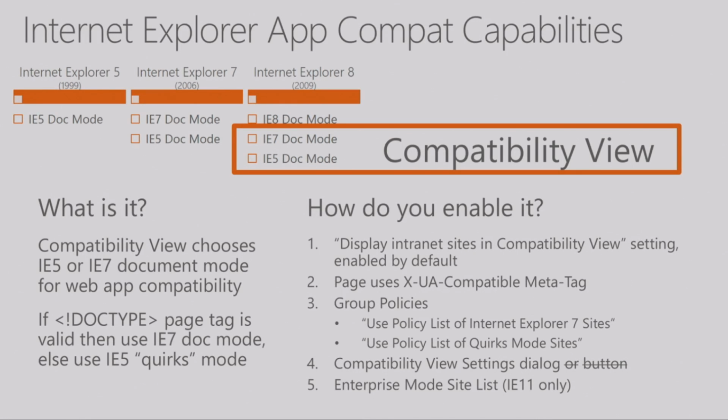There were also a couple of group policies, but the group policies were very limited. We had use policy list of Internet Explorer 7 sites. We had use policy list of Quirks mode sites. The bad news about these policies, and you had to put the domain into the policy itself, but it worked at a domain level. So if you added Microsoft.com into compatibility view by adding it to the IE7 list, everything on Microsoft.com was put in compatibility view.